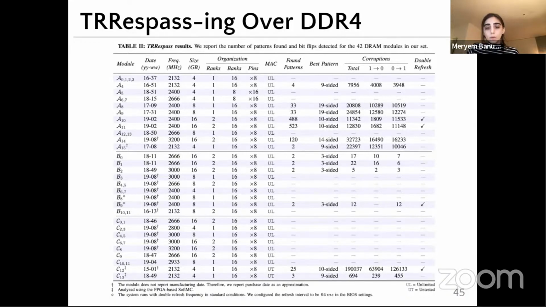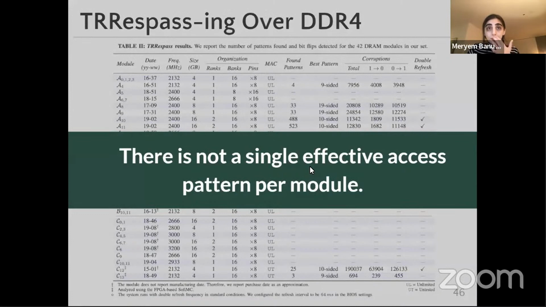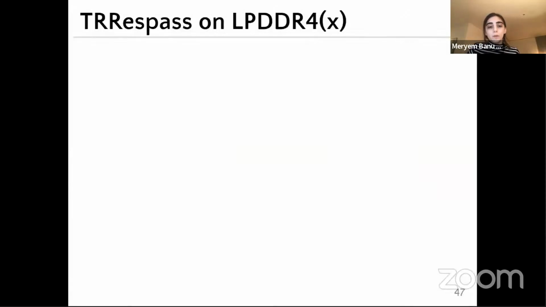But I will not talk about this table in detail now, as we will cover it in the evaluation sections. But if you just check the best pattern column, you can see the best pattern varies across modules. The key takeaway here is that there is not a single effective access pattern per module, which also verifies the claim that TRR is an umbrella term.